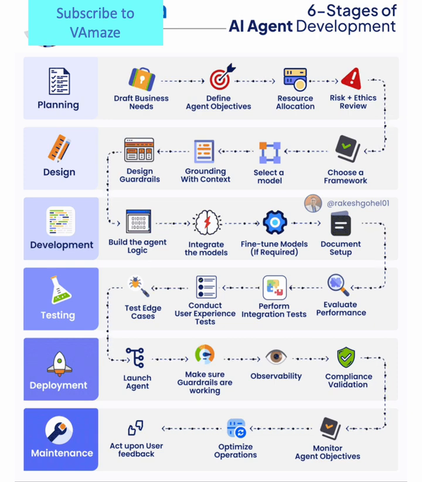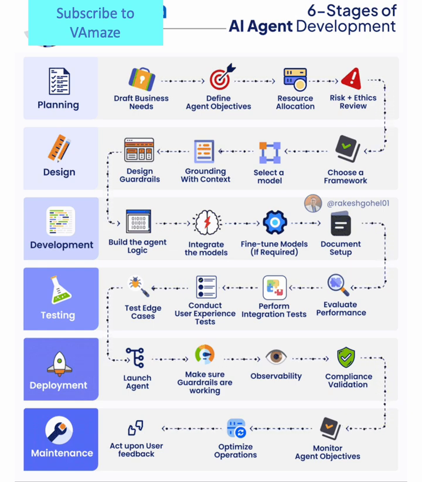Draft business needs. The first critical step involves identifying the core business problems your AI agent will solve. This goes beyond surface-level automation to understanding the deeper organizational challenges and stakeholder decisions that drive the need for an AI agent. Ask yourself, what specific pain points are we addressing? How will success be measured? And what are the expected outcomes?